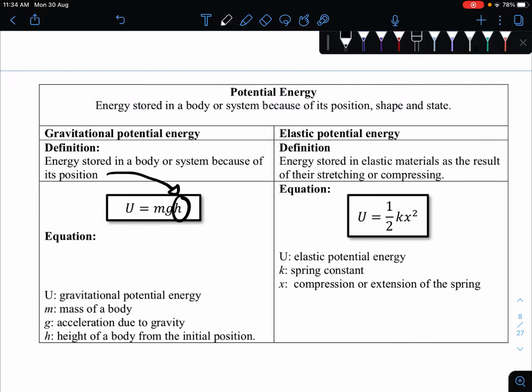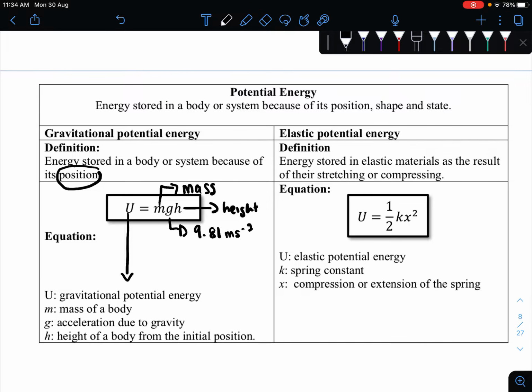Okay, so the equation for gravitational potential energy is U is equals to mgh, where U is the symbol that we use for gravitational potential energy. U adalah symbol untuk gravitational potential energy. M here is the mass of the body. G is the gravitational acceleration, which is 9.81 m s^-2. And then h here is the height of the body from the initial position. Okay, so as we said earlier, gravitational potential kita associate dengan position, which is the height. So U is equals to mgh.